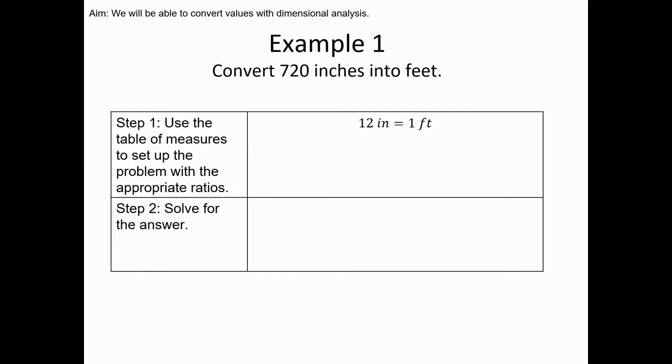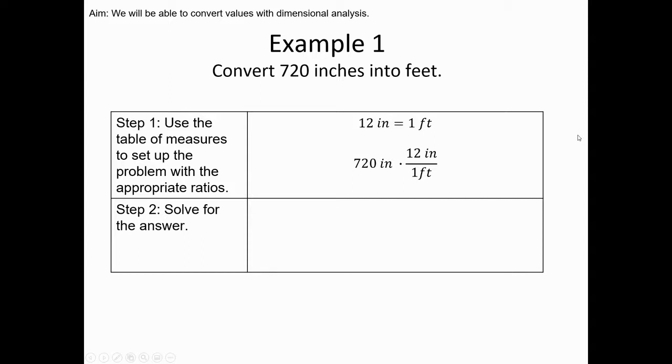We know that there are 12 inches in 1 foot. We don't need to go look at our table of measures, but it's always there just in case. So we start with 720 inches. And now we're going to multiply it by the ratio that represents this, because 12 inches is 1 foot. Now, some people might think that, if it's 12 inches for 1 foot, I should make a fraction where the 12 inches are on top and 1 foot is on the bottom.